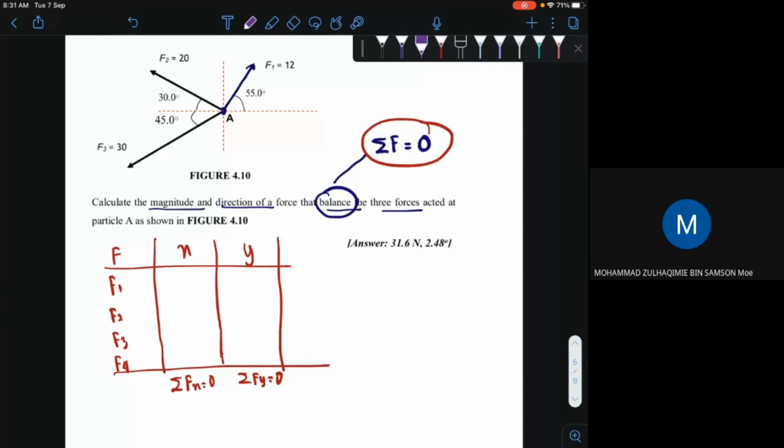F1 along X, this F1 along X, it will be F1 cos 55. Okay, to the right is positive, so it becomes 12 cos 55. Along Y, this one, F1 sin 55, upward is positive. So 12 sin 55.